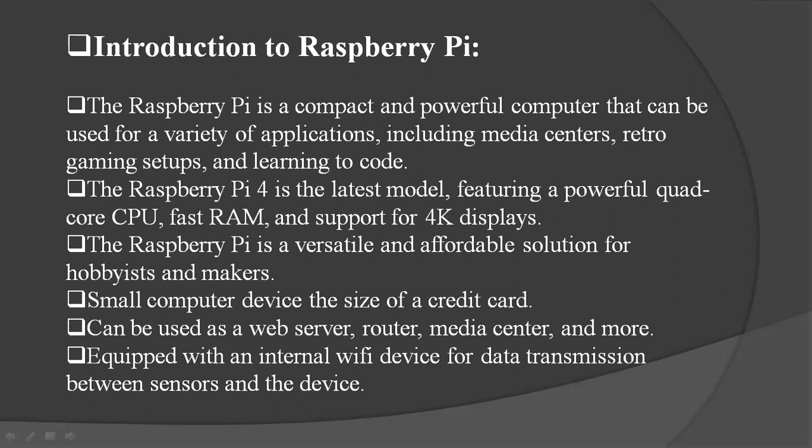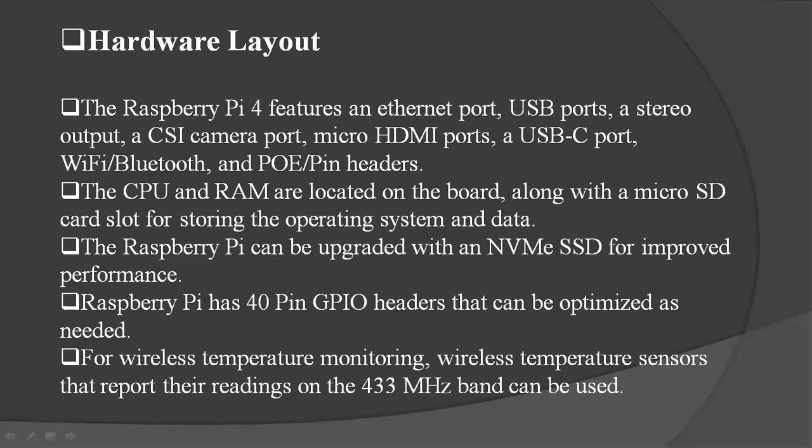Now coming to the next topic, the hardware layout of the Raspberry Pi. The Raspberry Pi 4, the latest model, has an Ethernet port, USB ports, a stereo output, a CSI camera port, micro HDMI ports, a USB-C port, Wi-Fi and Bluetooth, and PoE pin headers. The CPU and the RAM are located on the board, along with the micro SD card slot for storing the operating system and data. The Raspberry Pi can be upgraded with an NVMe SSD for improved performance.